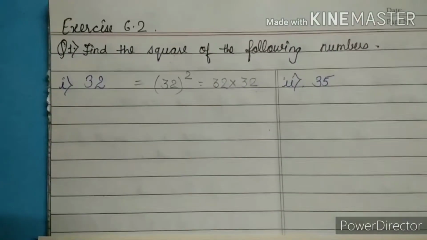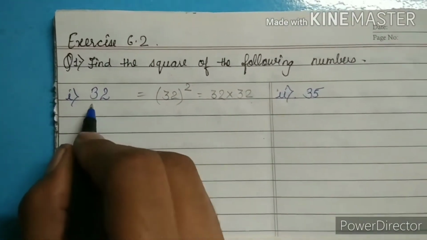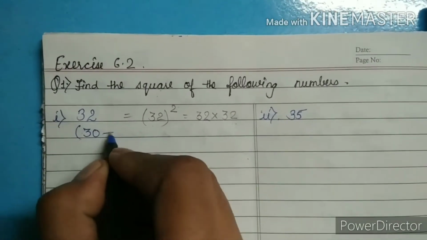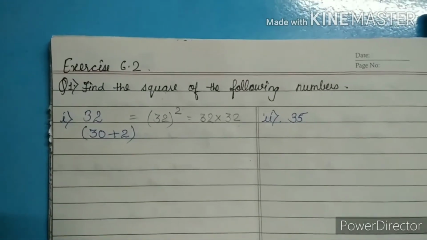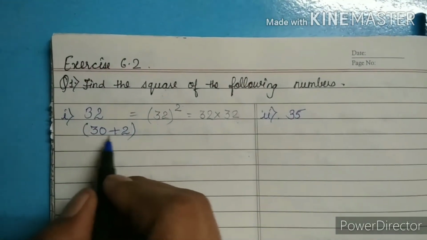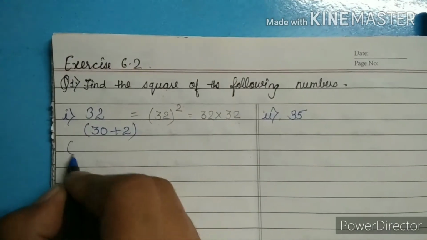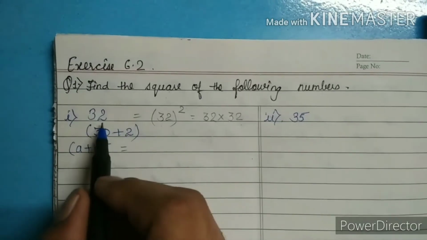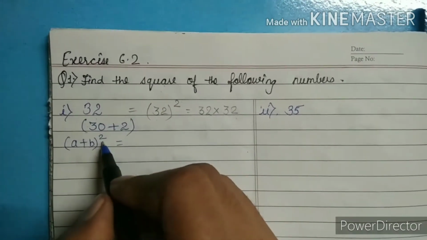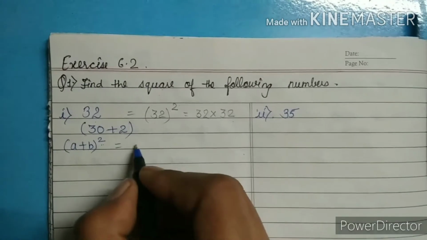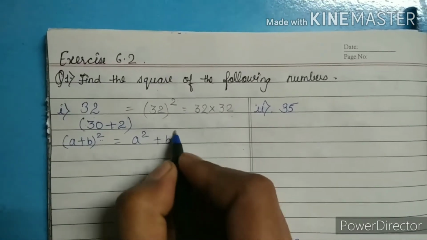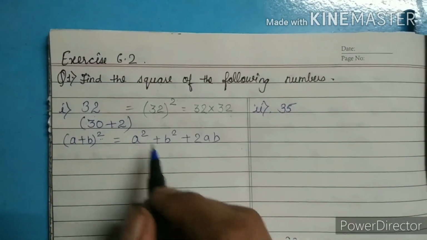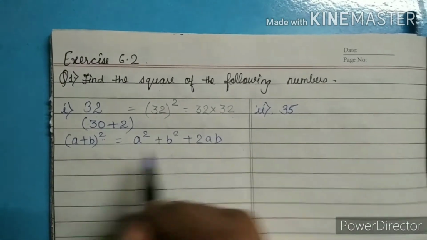Okay. So here is 32. When we do the partition of 32, it will be partitioned in the form of 30 plus 2. We have to find (30 plus 2) square. So by identity, (a plus b) whole square is equal to, because we have to take the square of 32, that's why we apply the square here, a square plus b square plus 2ab. We can shuffle the places of a square, b square and 2ab. Don't worry about it.